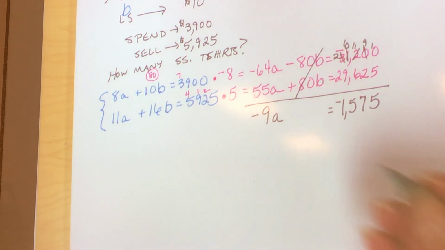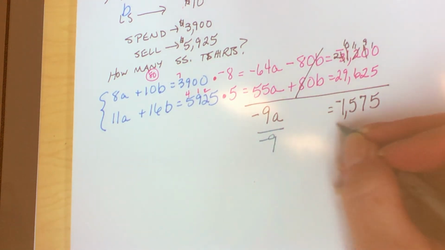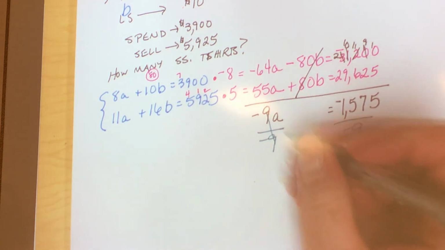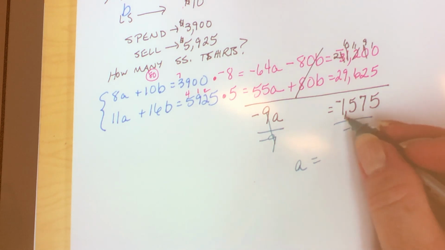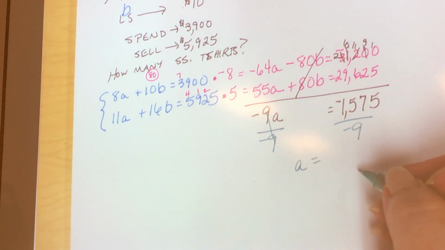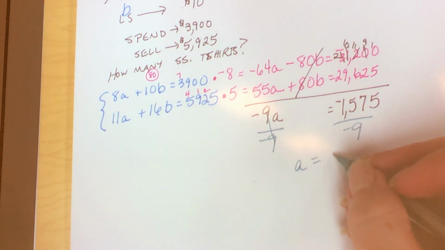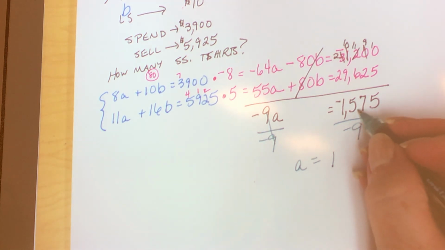Divide by negative 9. So A is equal to, a negative over a negative is a positive, and that's good, because if I had ended up with a negative, I would have said, uh-oh, I messed up somewhere. All right? So how many times does 9 go into 15? 1 time. With 6 left over, right?